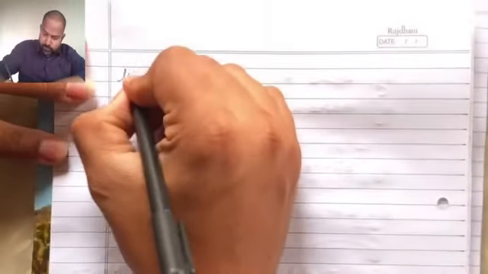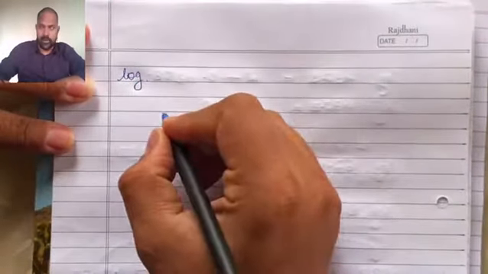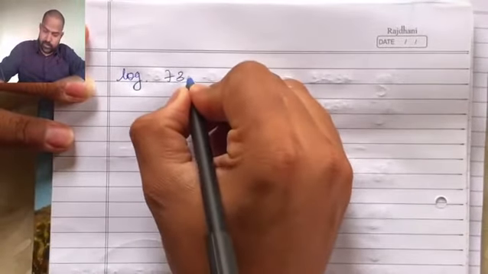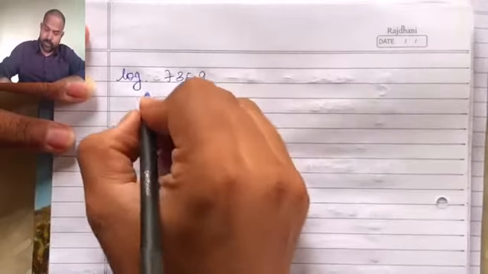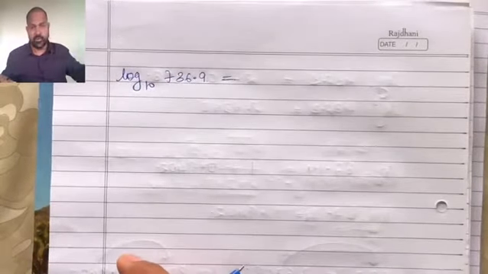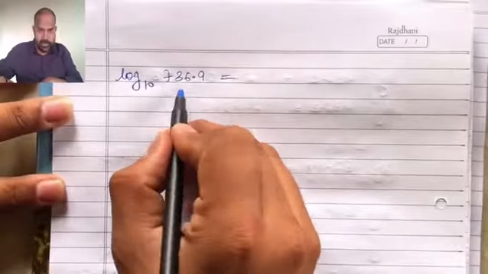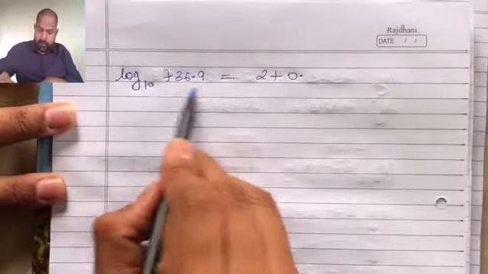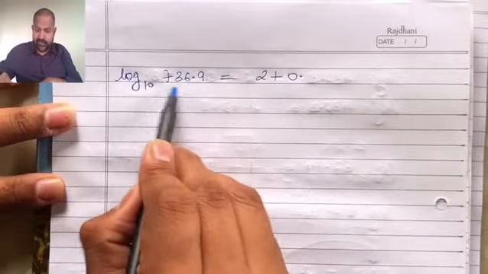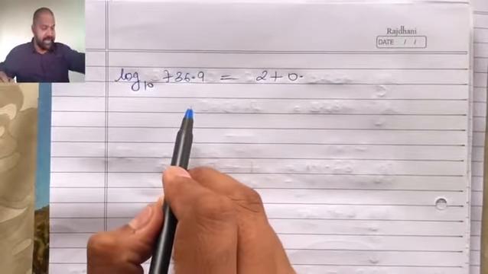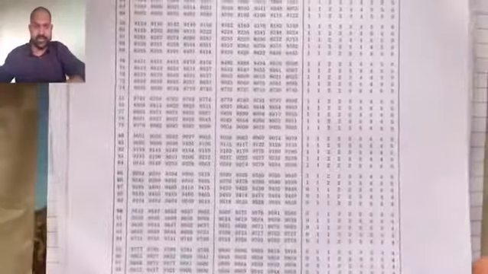Now if I ask you the log of, let's say, the number 736.9 to the base 10, what is it? I have a base 10 log table, so I can do this. How many values before the decimal? 3. Minus 1 is 2, plus 0 point. The number without the decimal is 7369. So in 73, I have to look for 6, and in that I have to look for 9.